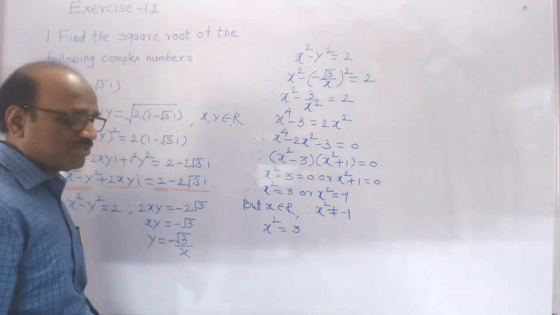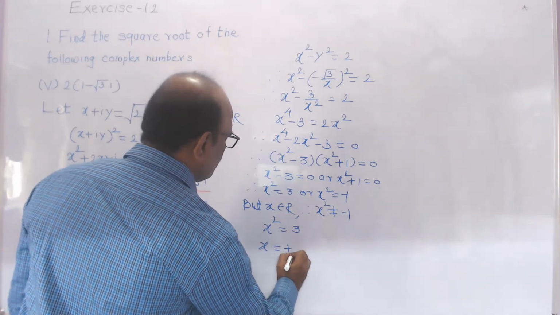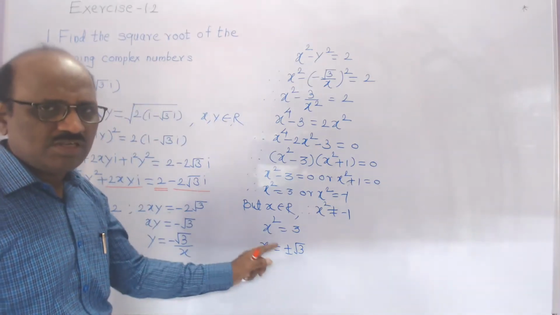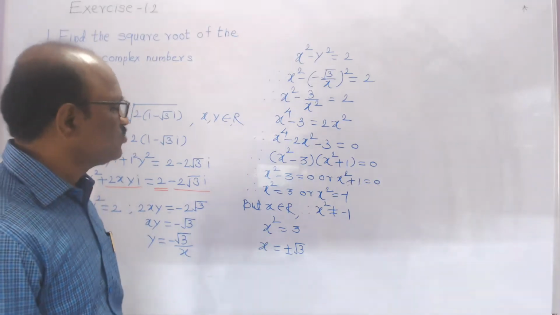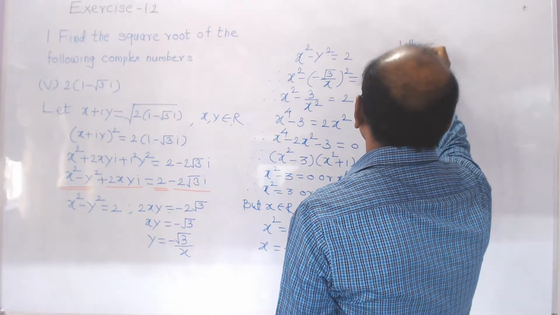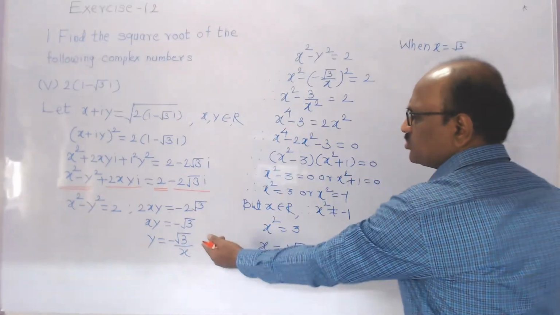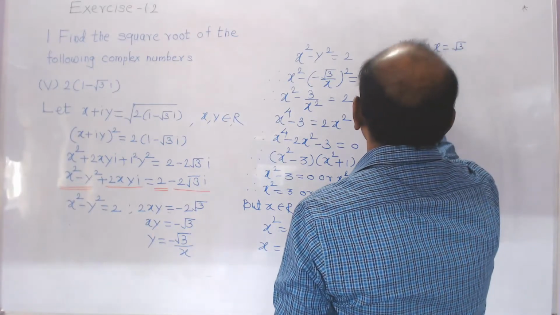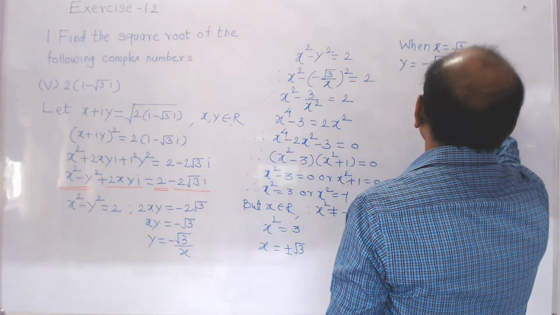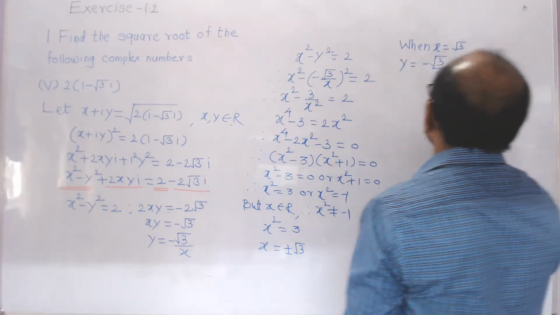Now we'll solve this equation. Taking the square root on both sides, you will get x is equal to plus or minus root 3. These are the values of x: x is equal to root 3 and x is equal to minus root 3. Now we'll find the value of y. When x is equal to root 3, y is equal to minus root 3 upon x, that is, minus root 3 upon root 3, and that is equal to minus 1.